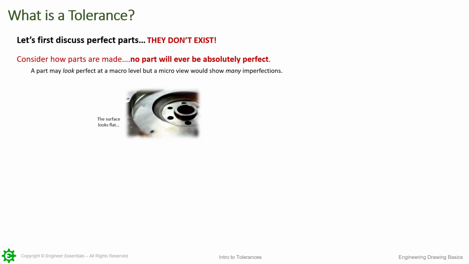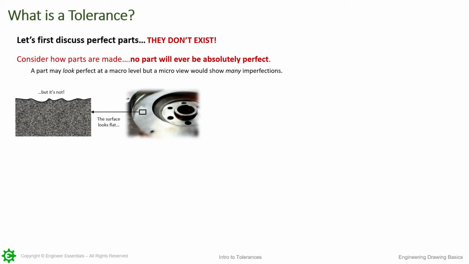So in the case right here on this machined surface, the surface may look flat. However, if we took something called a profilometer, which is a device that measures surface roughness, and measured the surface, we would clearly see that it is not. In fact, if you ran your fingernail across the surface, you'd probably notice bumps and ridges. It's not a perfect plane.